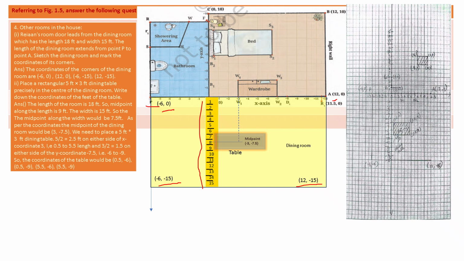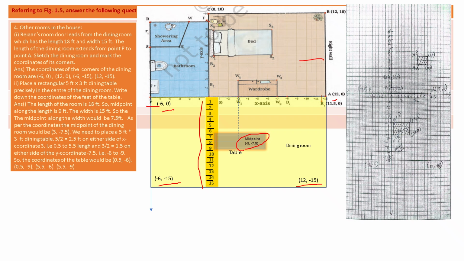So, how do we go about it? We know the dimensions, the length along the x-axis and the width along the y-axis. So, we need to find the exact midpoint of the dining room. The length along the x-axis is 18 feet, so half of it is 9 feet. The width is 15 units, so half of it is 7.5. The exact midpoint of the room will be this particular point.